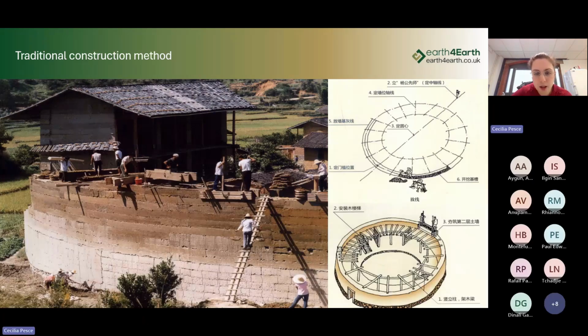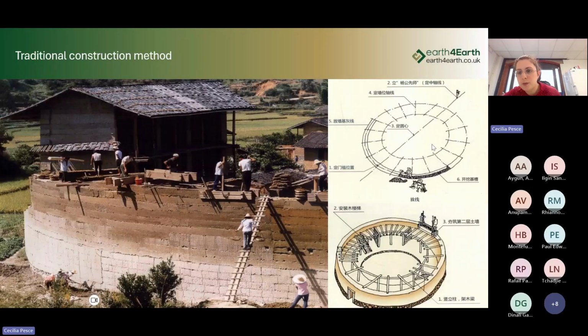So we can see the gradient in color from the bottom layer where the earth is dried and then gradually is more wet. And we can see that layer by layer the walls are constructed. So these wooden parts is the formwork, which is placed on top of the wall, and then another layer is placed and rammed and compressed.